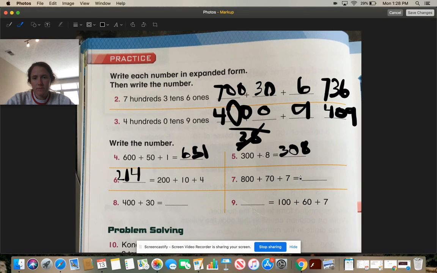870 plus 7. So it would be 8... Oh, delete that. 877.